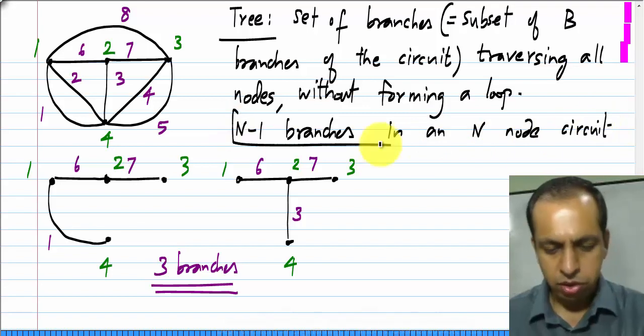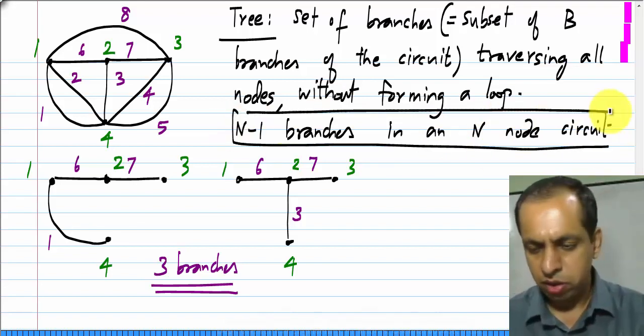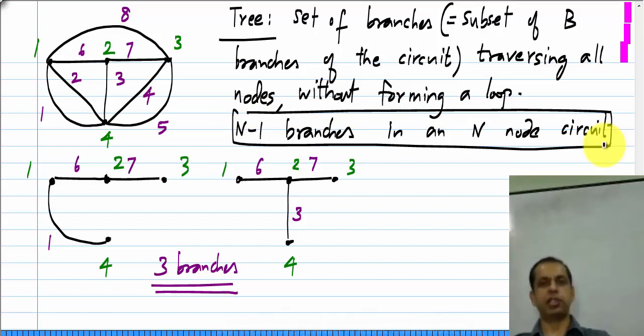So, remember we are starting off with a circuit with B branches, and out of that we will take n minus 1 branches to form the tree.